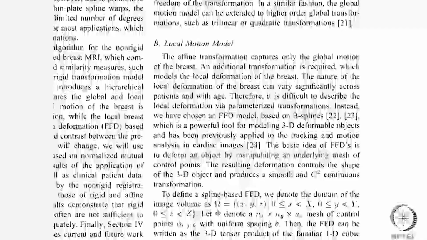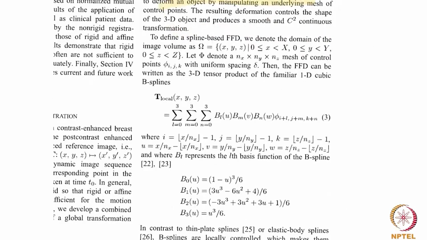Okay, so here is what the model looks like. I will show the model. The local deformation is given by the following formula here. It's basically using cubic B-splines. Okay, how does it work? So we have a set of control points, a mesh of control points nx, ny, and nz, and phi ijk represents the deformation at those control points.